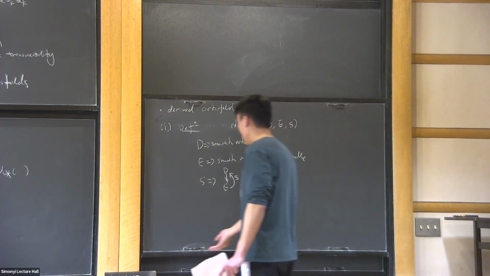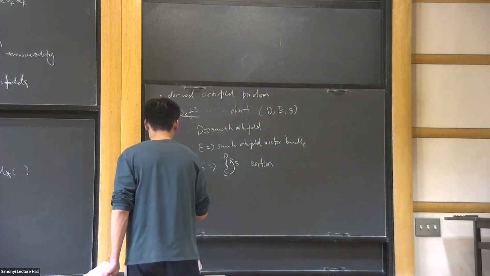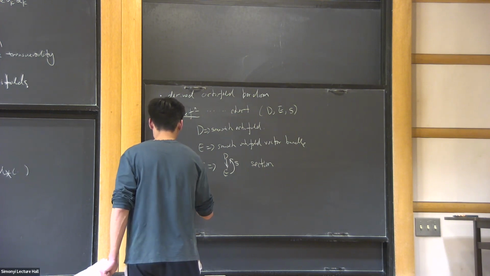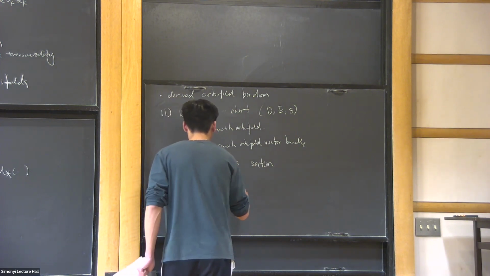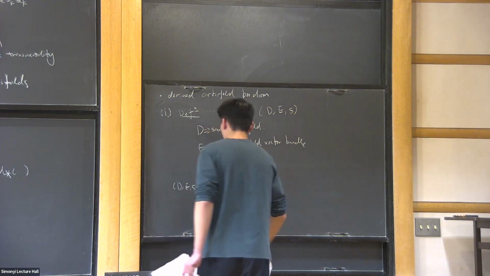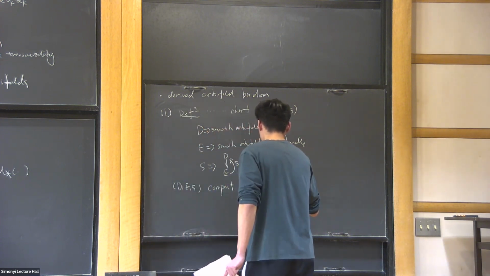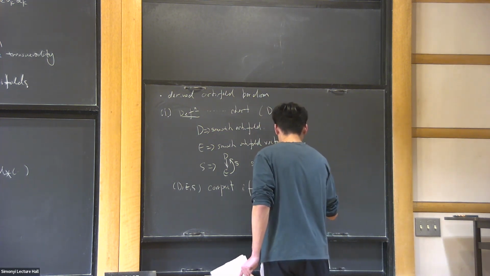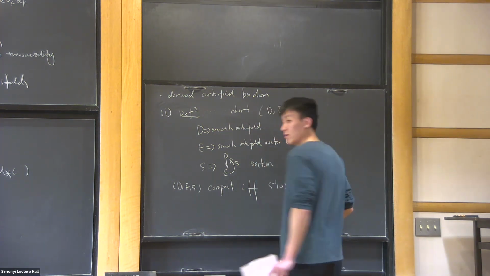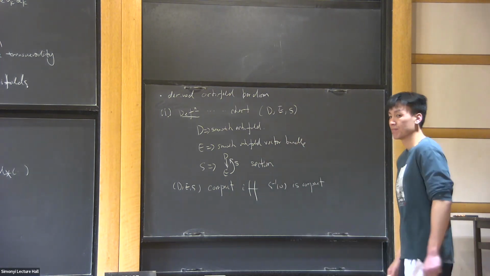And we call this triple compact if and only if the zero locus of this section is compact.